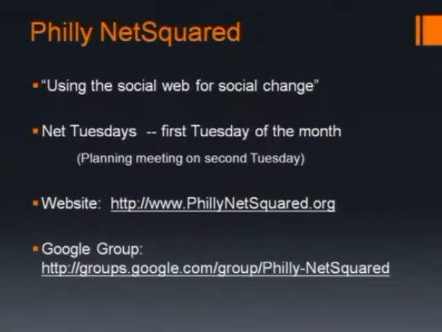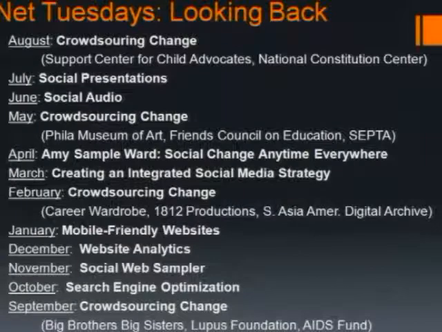The main activity that we do is these Net Tuesday gatherings, which happen on the first Tuesday of every month, and then the second Tuesday is a planning meeting. We also have a website and a Google group listserv that people use to make announcements, ask questions, and otherwise try and connect with other like-minded people. As I said, we do this every month, and here's the last year of activities that we've been doing. You can see that many of them are on different topics that could be of relevance to folks who are interested in using social media or social networking technology for some sort of nonprofit or social change event.